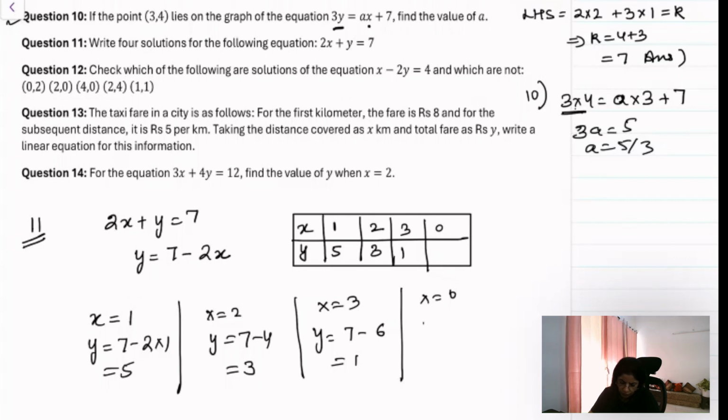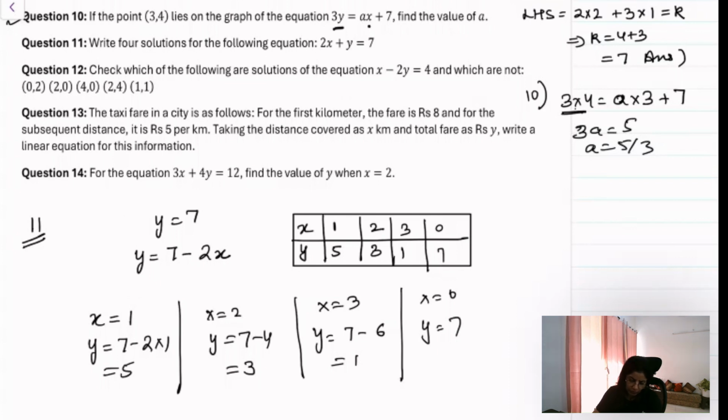x is equal to 0, so y is equal to 7. These are the four values. You can use any value as you want. There is no restriction, only that you should write your answer in a proper way so that the teacher can see it in one go and give you the marks.